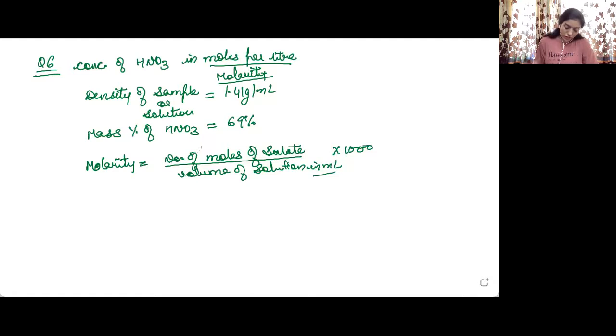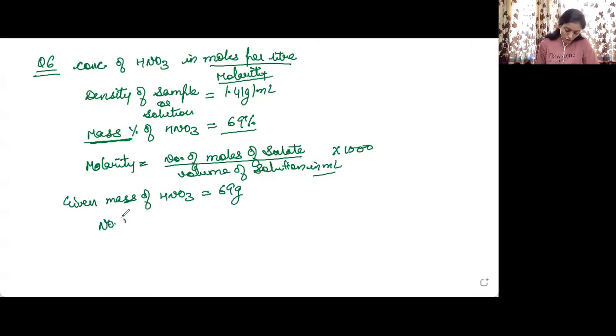Now, you need to put here the number of moles of the solute. The solute is HNO3. Number of moles has not been given. What has been given is that the solution is 69% by mass, because we have been given mass percentage. This means if we have 100 gram of solution, out of 100, 69 gram is HNO3. So the given mass of HNO3 is 69 gram. We will be considering the total amount as 100 gram.